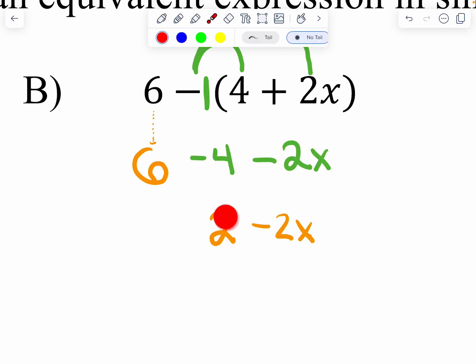6 minus 4 is this. That minus 2x wasn't a part of this conversation. So again, I have to bring it along for the ride. So just because I'm doing one thing doesn't mean the other things get ignored. They get ignored temporarily, but they still come along for the ride.